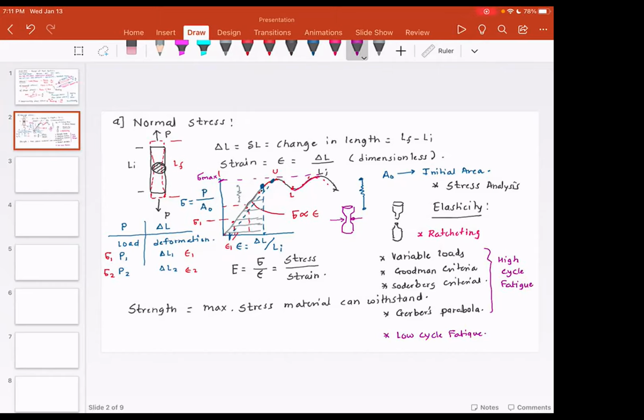So if you are dealing with fatigue load, variable loads, there are empirical relations, experimental observations that guide us during the design. For an example, if you look at the internal combustion engine, and we are going to study this in detail. In internal combustion engine, what happens is you have a cylinder, you have a piston, and you have a connecting rod.